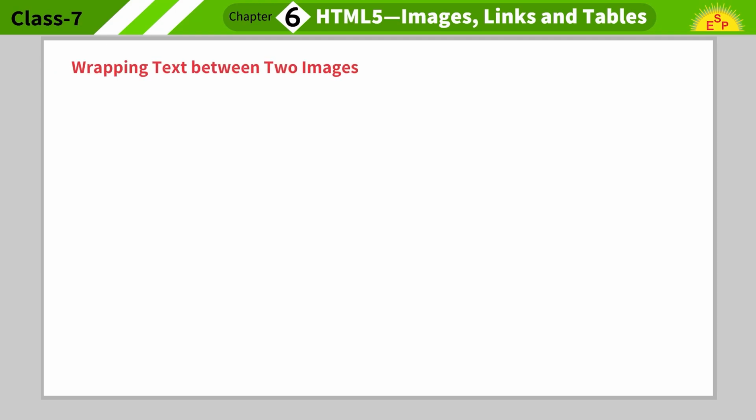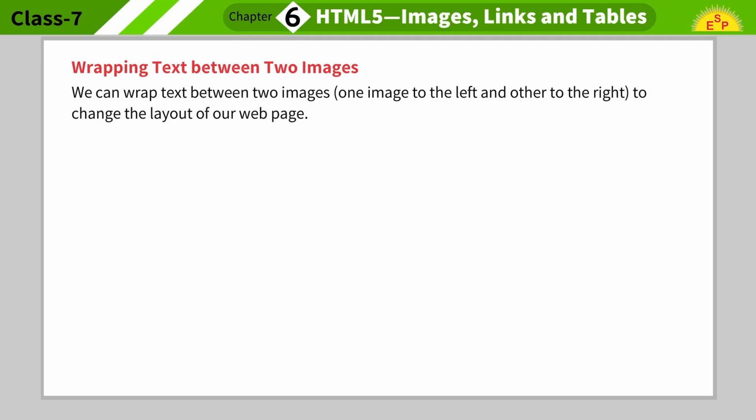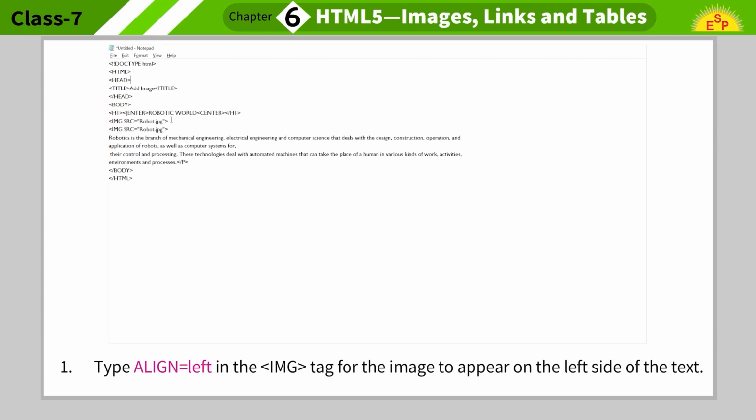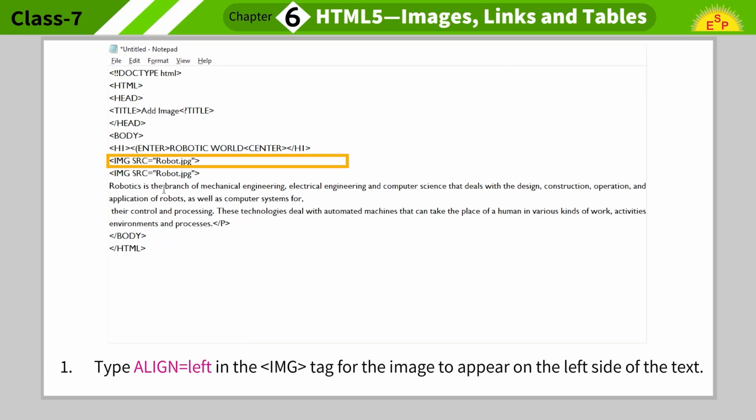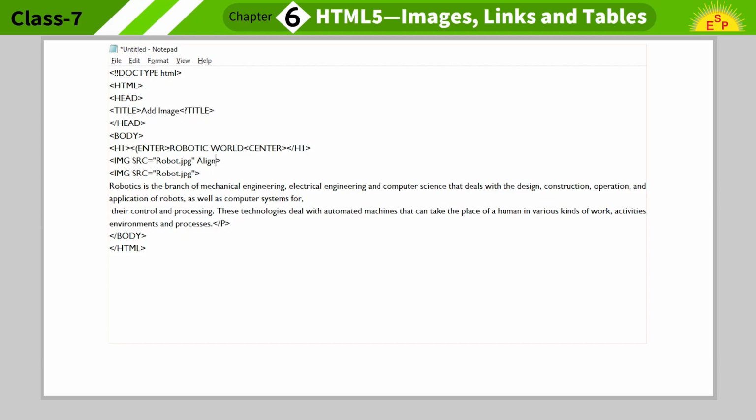Wrapping text between two images. We can wrap text between two images, one image to the left and the other to the right, to change the layout of our web page. Follow the steps to wrap text between images. Step 1. Type align equal to left in the IMG tag for the image to appear on the left side of the text.